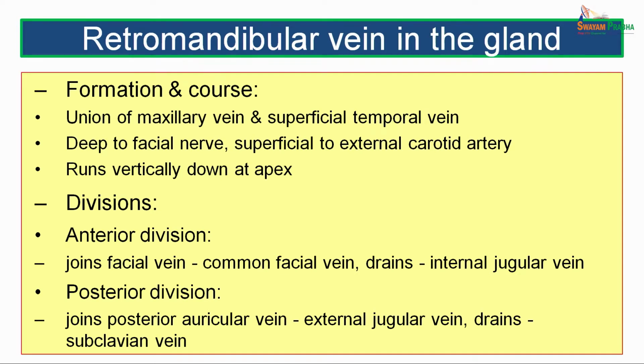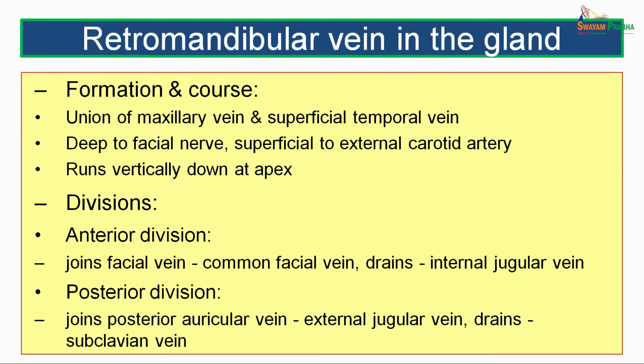We then go on to study the retromandibular vein in the gland. Formation and course. Union of the maxillary vein and the superficial temporal vein gives rise to the formation of the retromandibular vein. This vein is formed within the substance of the parotid gland, deep to the facial nerve and superficial to the external carotid artery. The retromandibular vein runs vertically down up to the apex of the gland, and there it divides into its two divisions, that is the anterior division and the posterior division.